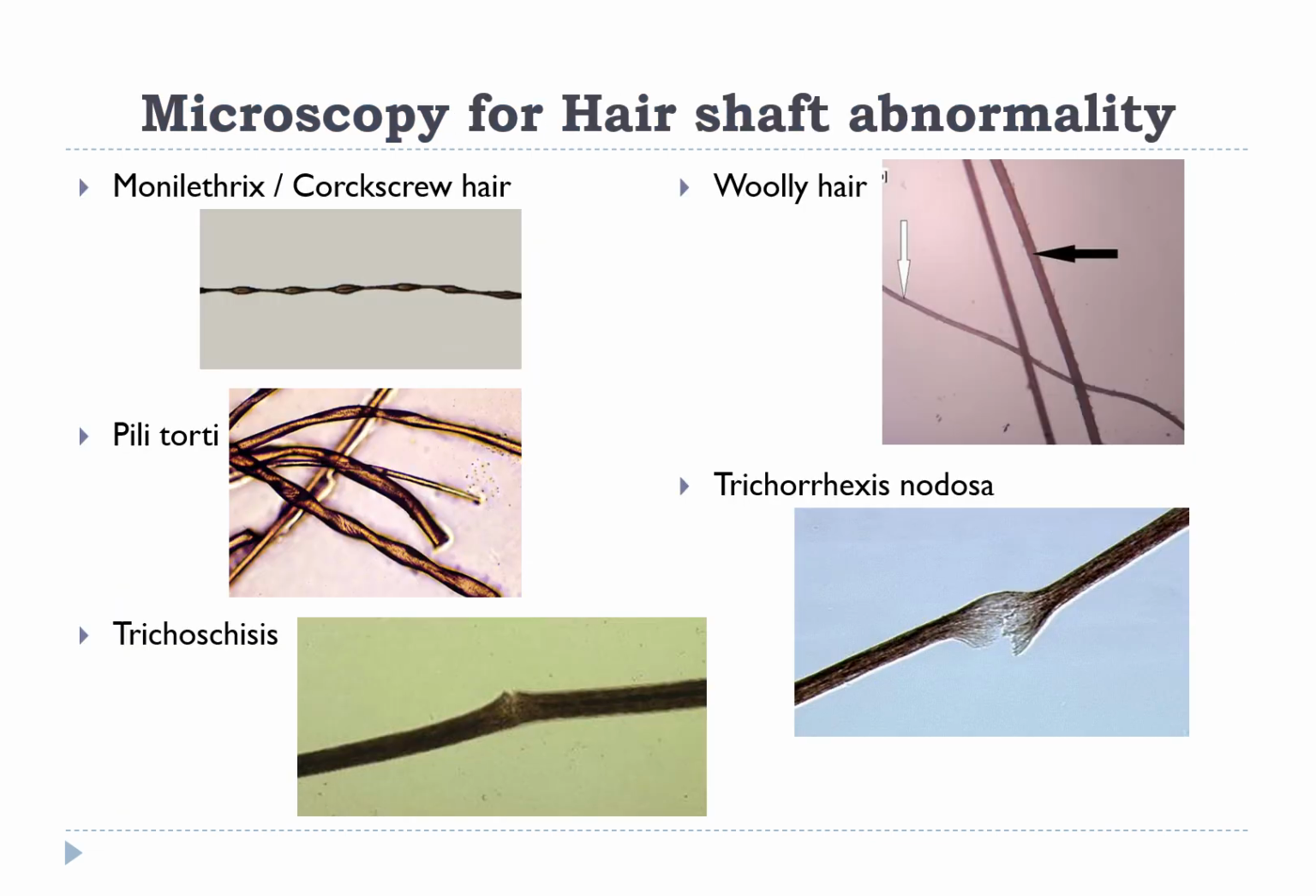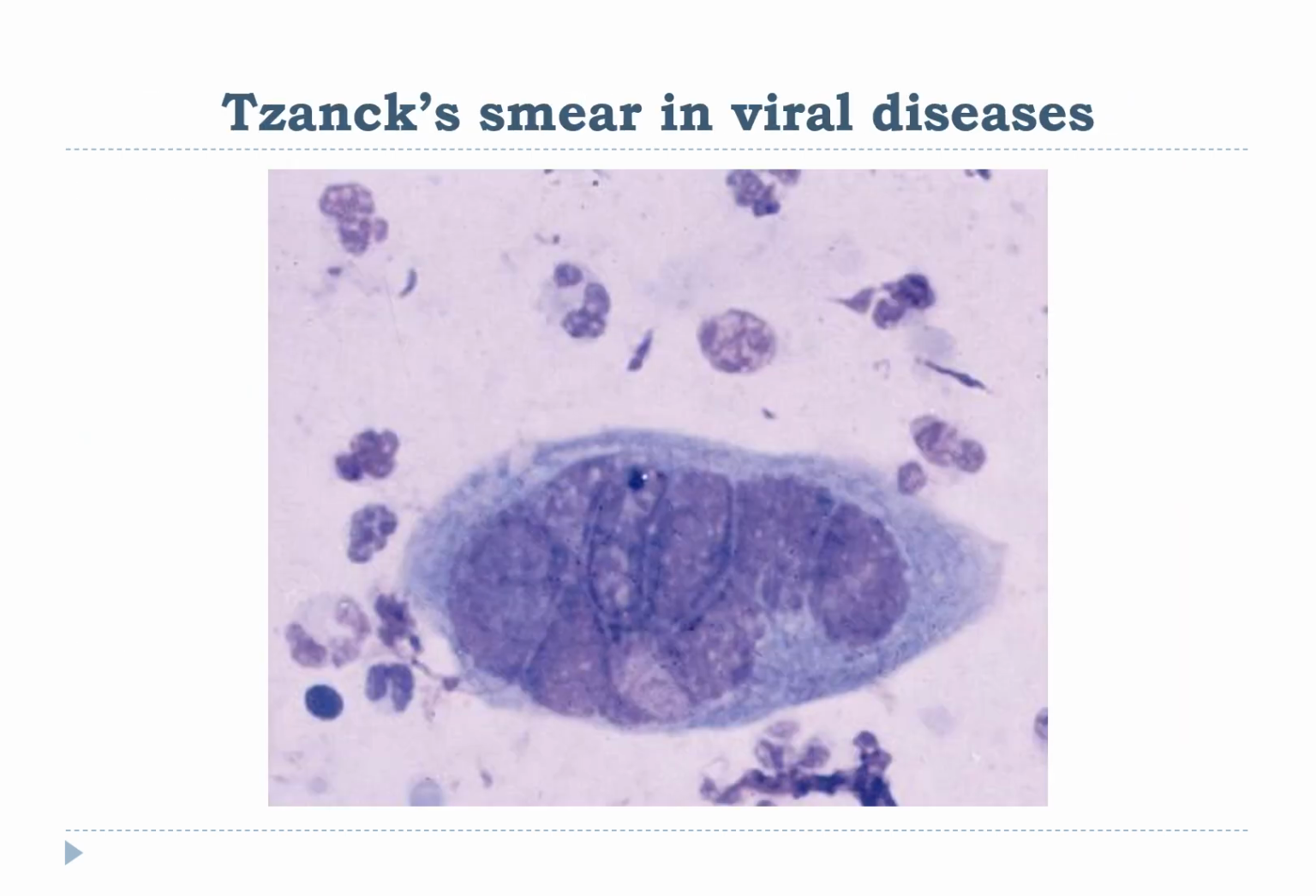Light microscopy is also useful in examining various hair shaft abnormalities in some genodermatoses and other disorders affecting the hair. Tzanck smears help in confirming viral infections. In herpes, we look for multinucleated giant cells.